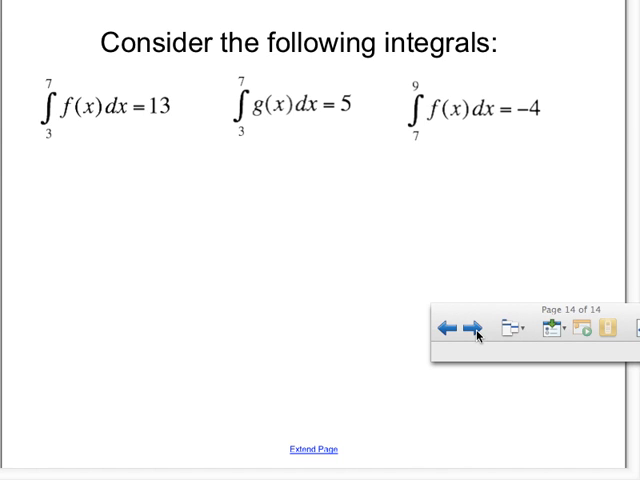So we have the integral from 3 to 7 of f of x dx. I'm telling you that that's 13. The integral from 3 to 7 of g of x is 5. And the integral from 7 to 9 of f of x is -4. So the first thing I want to ask you is this.